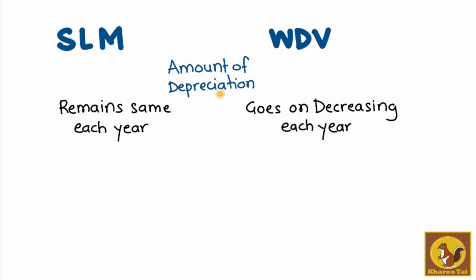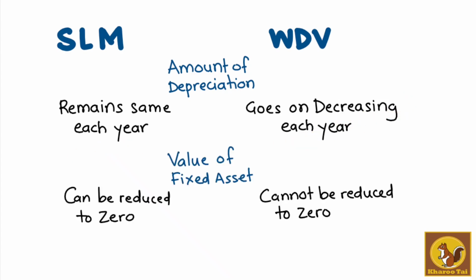Next point is the depreciation amount. This is the same as the meaning point. The depreciation amount remains the same each year, and in WDV the depreciation amount goes on decreasing, goes on reducing each year. Then, value of fixed asset.